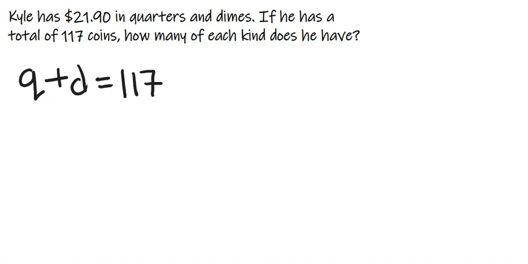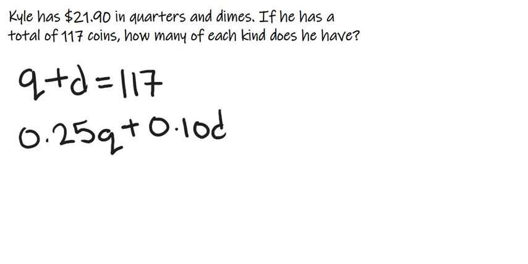I'm going to write down 0.25Q because a quarter has 25 cents, plus 0.10D because a dime has 10 cents. And the value of the coins is going to be equal to $21.90.